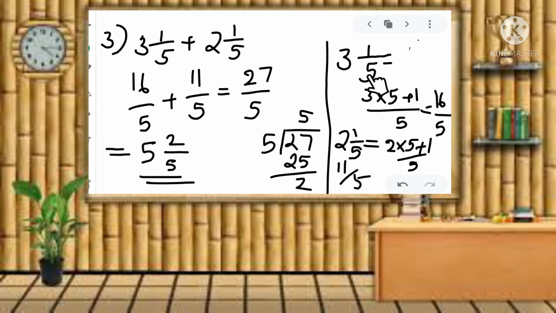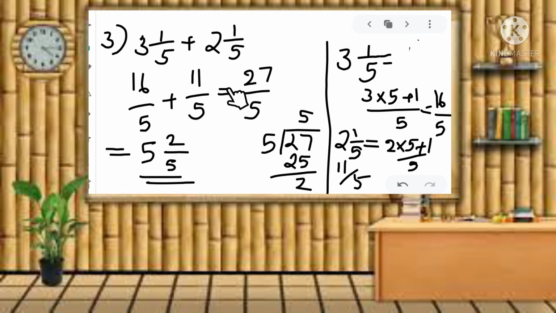How we convert? 3 1 by 5 is 3 into 5 plus 1. 3 into 5 plus 1 is 16 by 5. 2 1 by 5 is 2 into 5 plus 1, which is 11 by 5. Then we want to add 16 by 5 plus 11 by 5 equal 27 by 5.